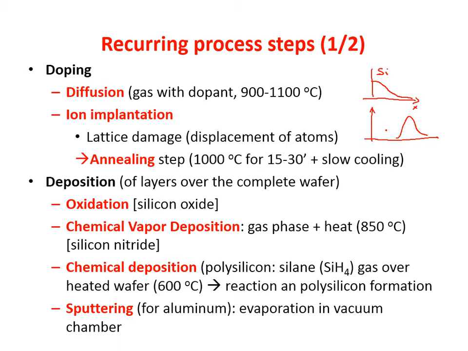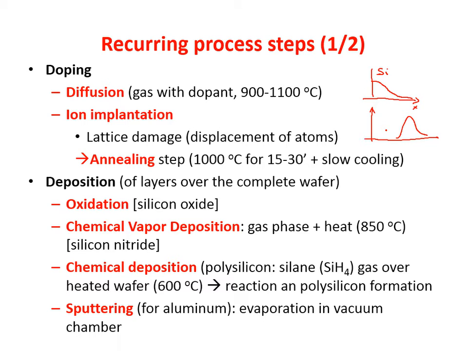Okay, the other important process is deposition. Deposition means deposition of a complete layer over the whole wafer surface. A layer of some material, and depending on the material that you want to deposit, you need to use a different type of deposition. Here we list the most important ones. The first one is oxidation. That is a particular type of deposition. You basically grow silicon oxide on top of silicon.